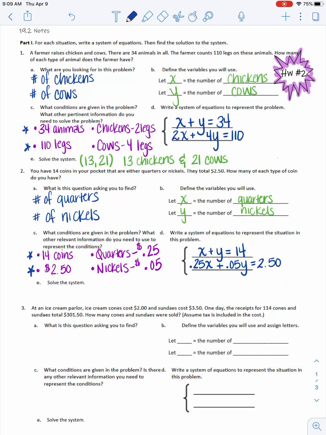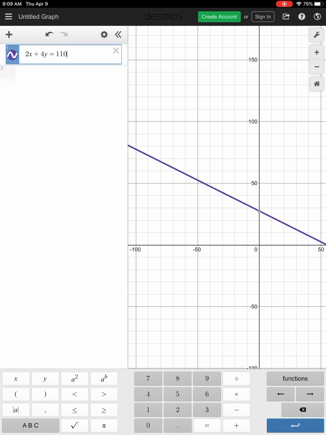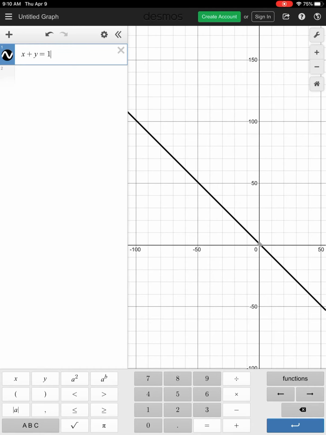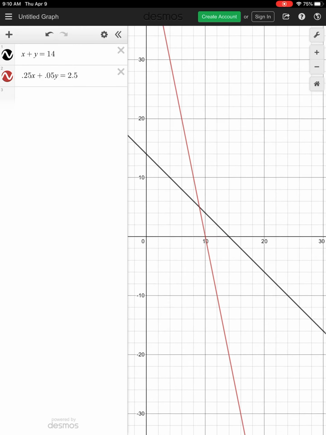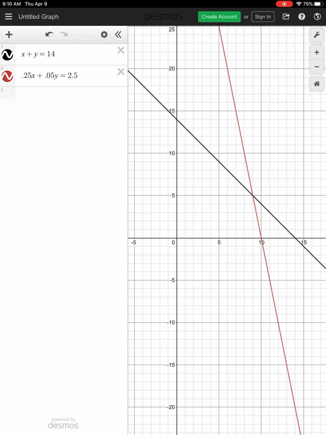All right, I'm going to go back into Desmos and enter these two equations in. So I have X plus Y equals 14. Oh, not 17, 14. And then I have 0.25 X plus 0.05 Y equals 2.50. I'm going to zoom in a little bit so that we can see our intersection better. All right, so there's our intersection right there.